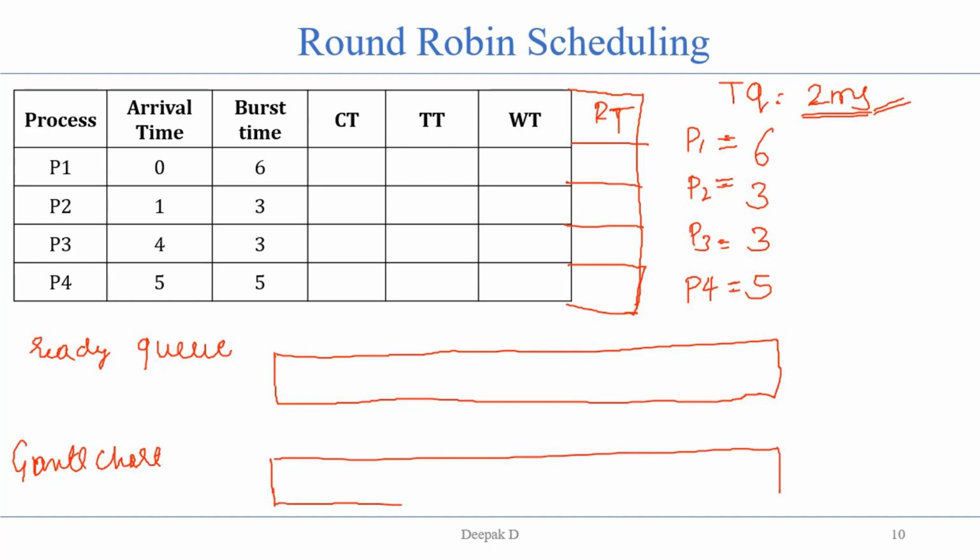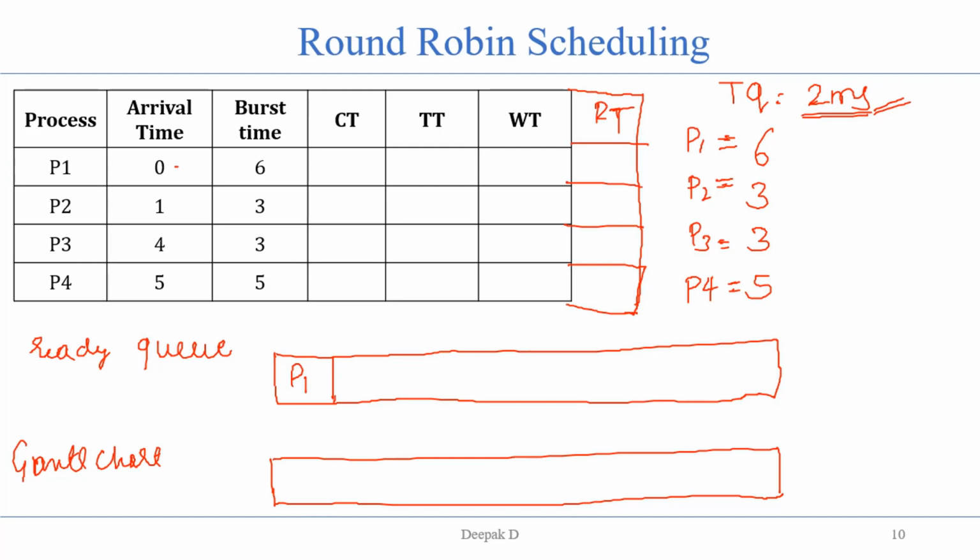So let's start with this problem. As you know, whenever a process arrives, it is kept in the ready queue. Which process has arrived first? At time 0, the process P1 has arrived and it is kept in the ready queue. No other process has arrived at the same time. So the process P1 is taken from this ready queue and given the CPU.